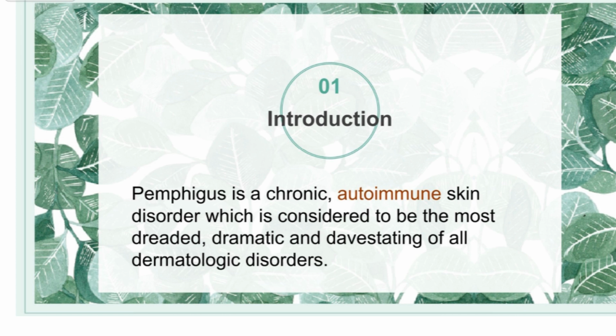Pemphigus is a chronic autoimmune skin disorder which is considered to be the most treated, dramatic, and devastating of all dermatology disorders. Pemphigus is chronic, meaning it's not acute, it's for a longer time. Autoimmune skin disorder means it involves autoimmunity, and it is considered to be the most dreaded, meaning fearful, dramatic, and devastating of all dermatology disorders.